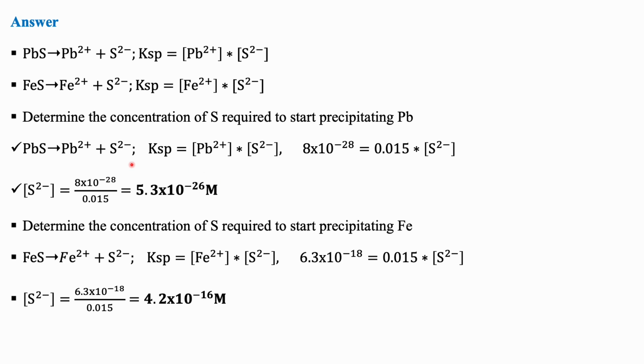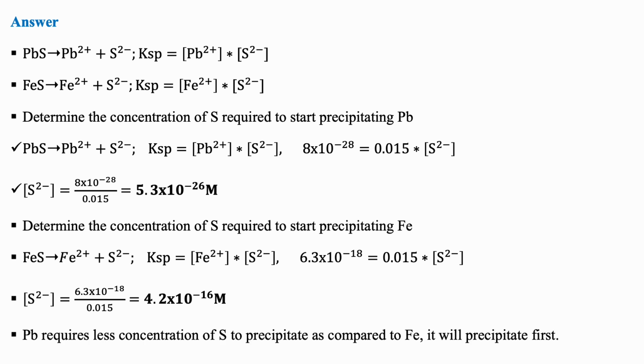So you can see that lead is the one which requires less concentration to precipitate as compared to iron. That means lead will precipitate first. But for us to precipitate only the lead, we need to make sure that the concentration of the S2- in the solution does not go beyond 4.2 times 10 power negative 16 molar, because above this concentration the iron will also start to precipitate. So if you want to precipitate only the lead, we need to make sure that the concentration of the sulfide does not go beyond this, so that we are only precipitating the lead, not the iron.